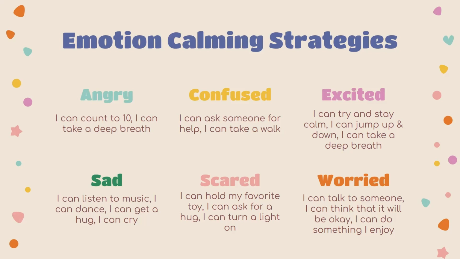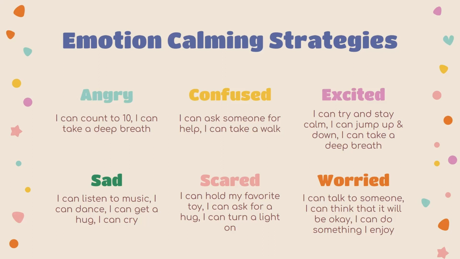For scared or feeling fear or afraid, I can do something calming. I can write about it. I can talk to an adult. I can turn on a light, or I can hold my favorite toy. For worried or unhappy because you think something bad may happen, I can talk to my parents. I can think of how great I am. I can think that everything will be okay. I can write about it. I can color about it. I can do something I enjoy, and I can ask for help.